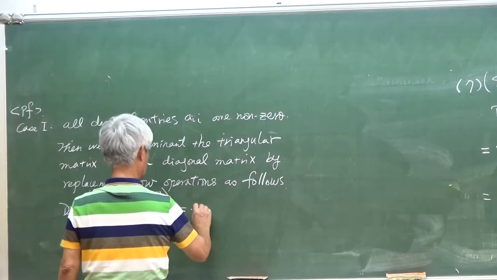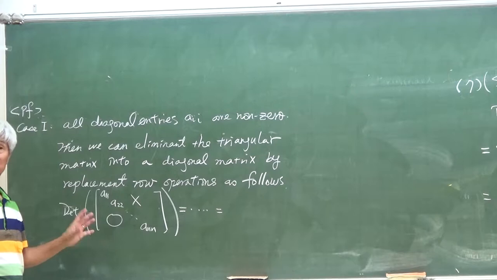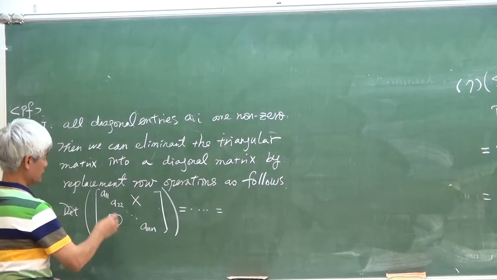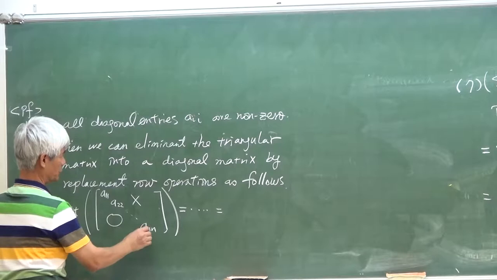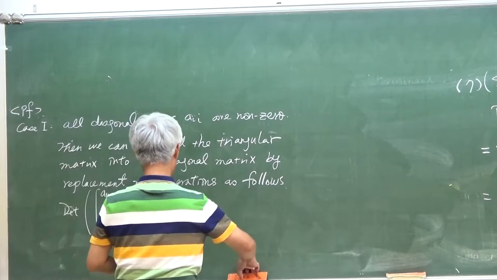And whenever we do replacement operations on the matrix, we will not change the determinant value, right? By the replacement operation property. So for example, because all the diagonal entries are non-zero, we start with a_nn and move up to cancel all the entries here, right? So you can see that. So this is the determinant.